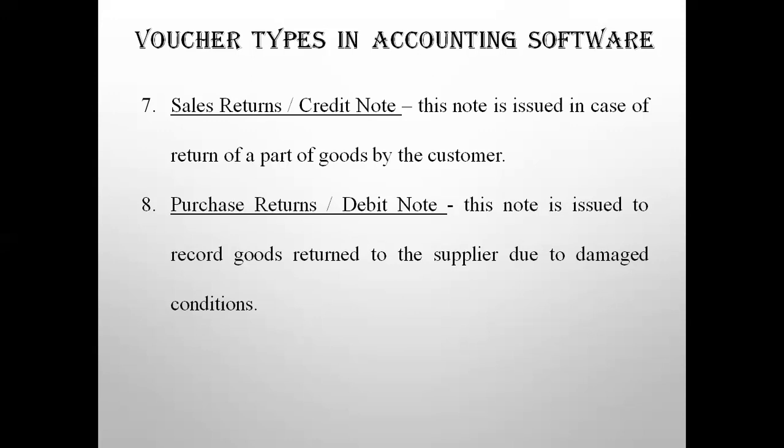It is issued when there is a reduction in the price charged to a customer. Those are sales returns, and it has to be put in the credit note voucher. And purchase returns, this note is used to record goods returned to the supplier due to damage conditions. We are returning it. We had purchased, we are returning. So it is issued when there's a reduction in the price given by the supplier. So when you have return by the customer, it is sales return. And when it is returned to the supplier, it is purchase returns.